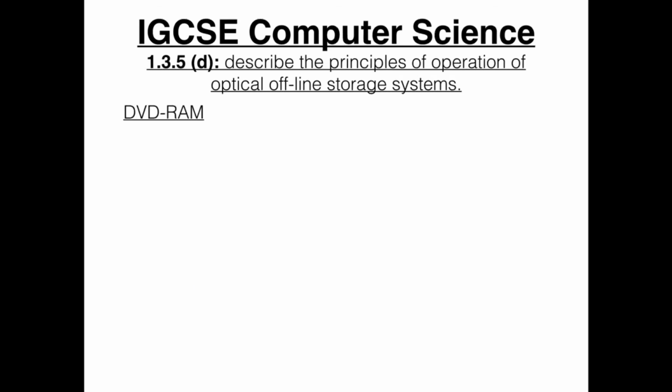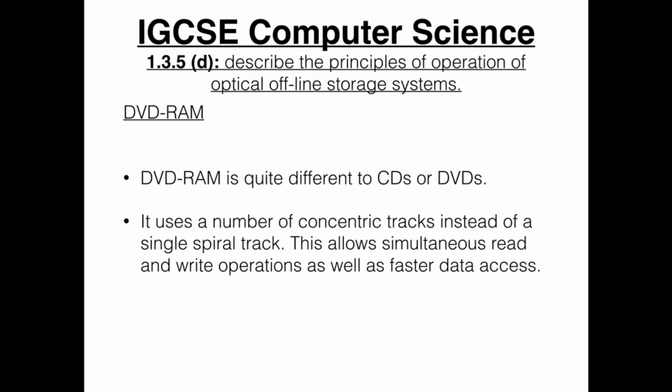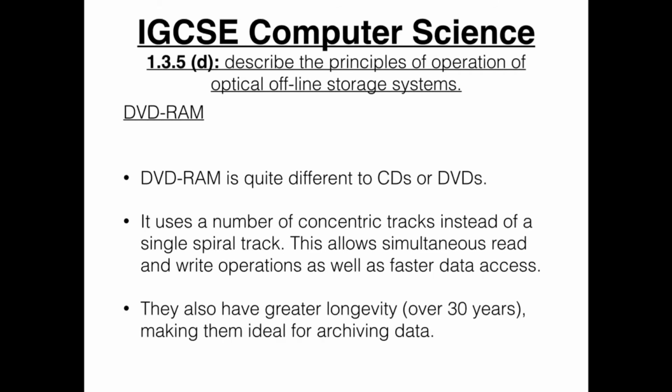Then there's DVD RAM, and DVD RAM is quite different. It uses a number of concentric tracks instead of a single spiral track, and this allows simultaneous read and write operations as well as faster data access. They also have a greater longevity, usually over 30 years, and this makes them ideal for archiving data.